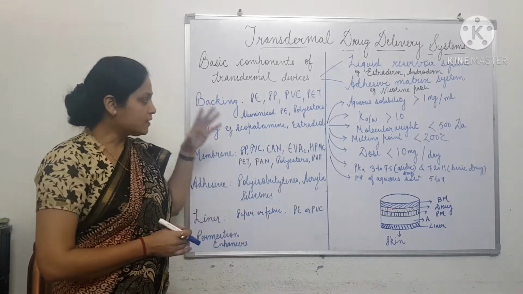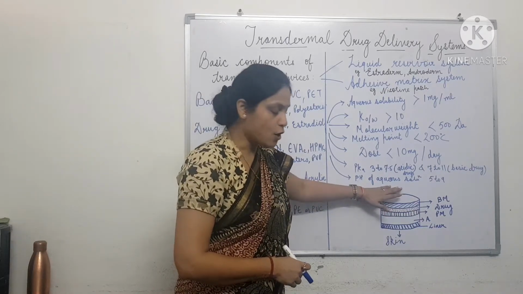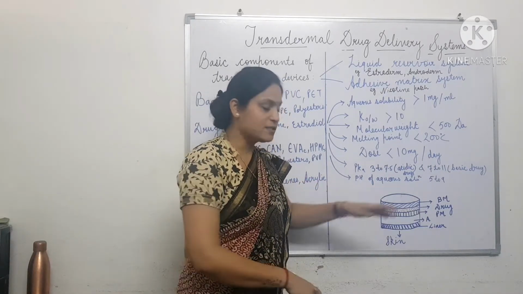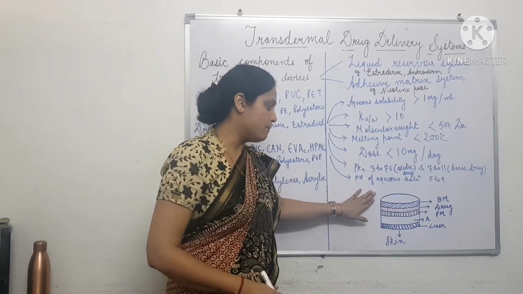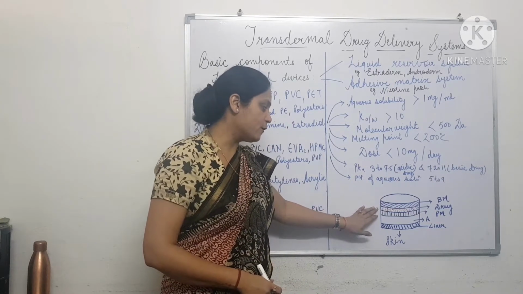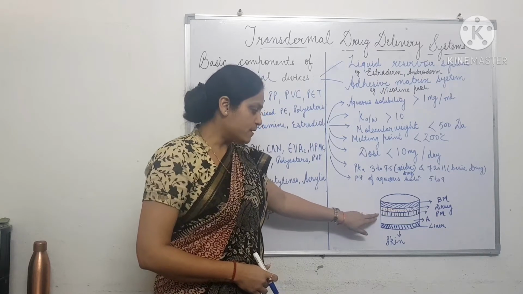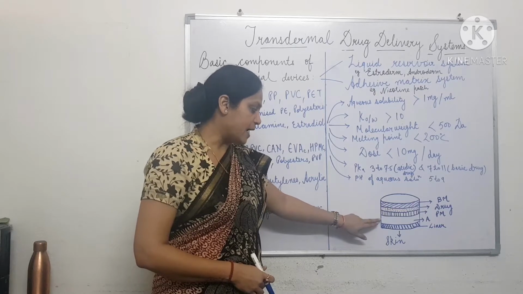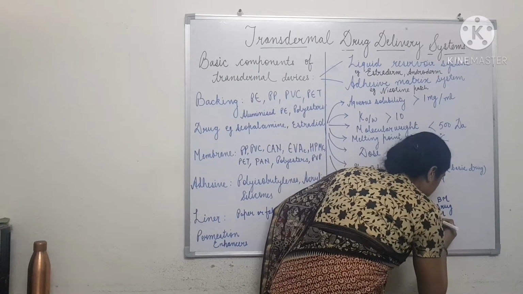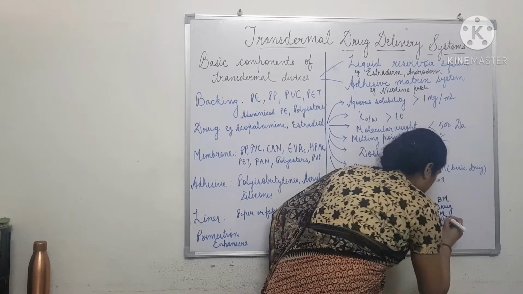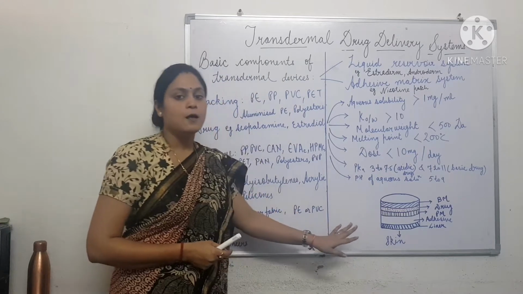So in all types of transdermal patches, the outer layer which is visible when the patch is applied on the skin is the backing membrane. After that there is a layer of drug, which may be in reservoir form, then a polymeric membrane layer, then an adhesive layer, and then a protective liner is provided on the transdermal patch.